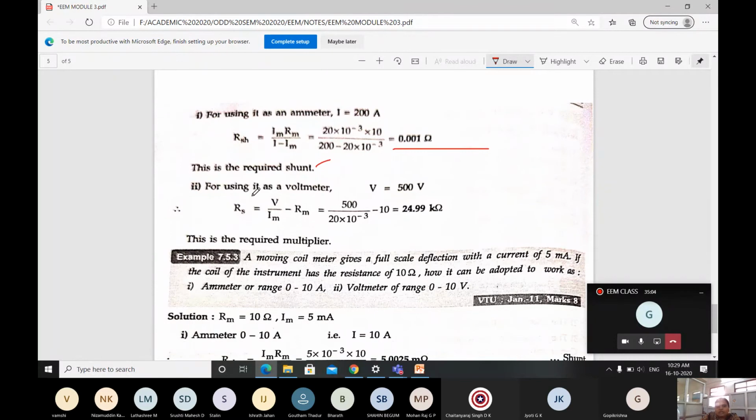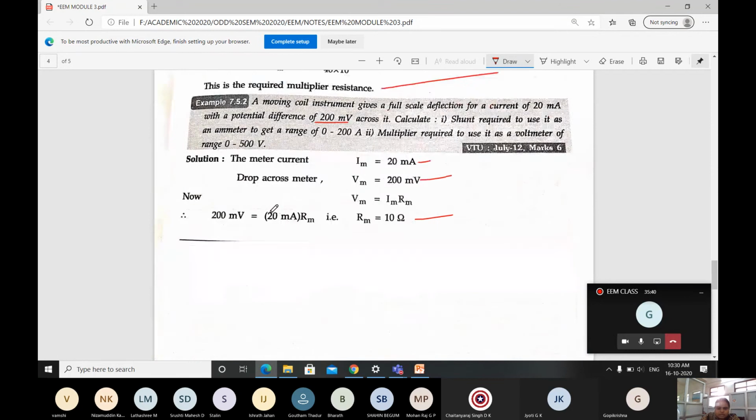Okay. Next, for using it as a voltmeter, we want our V. V is given as 500 volts, right? Rs is going to be V divided by Im minus Rm. V is 500 divided by Im of 20 into 10 raised to minus 3, minus Rm, that is 10. After calculation, we will be getting 24.99 kilo ohms. This is the required multiplier resistance. Okay, this is one problem which is asked in the exam.